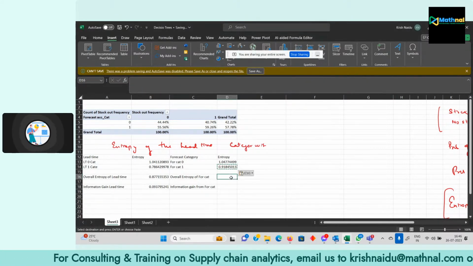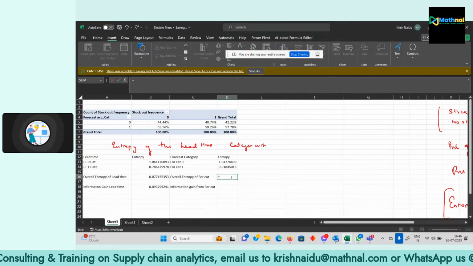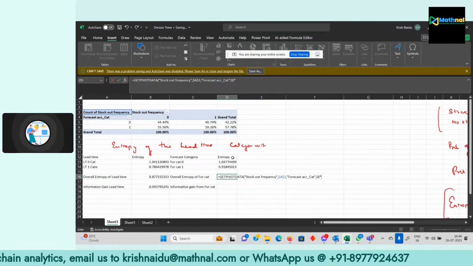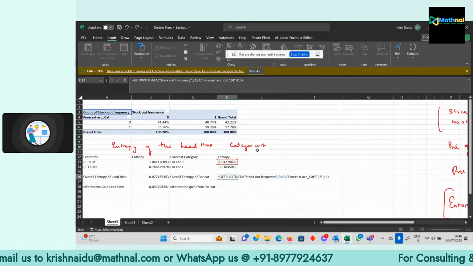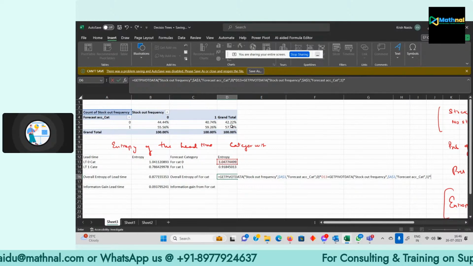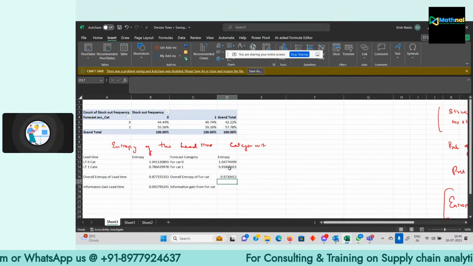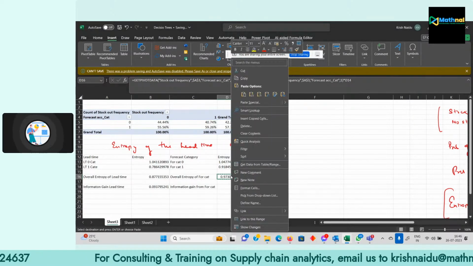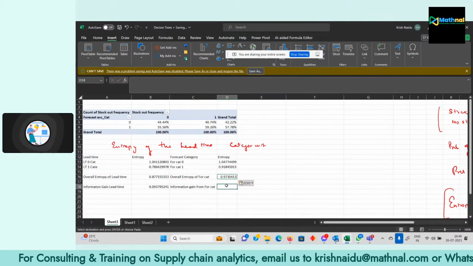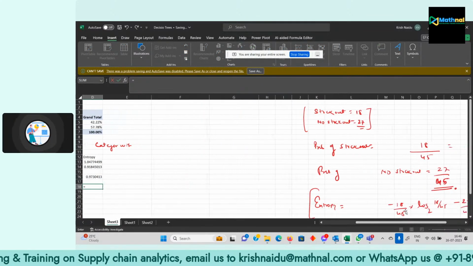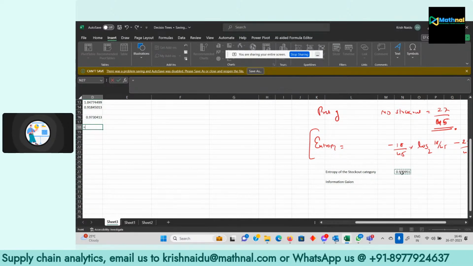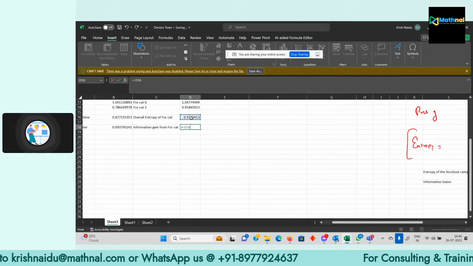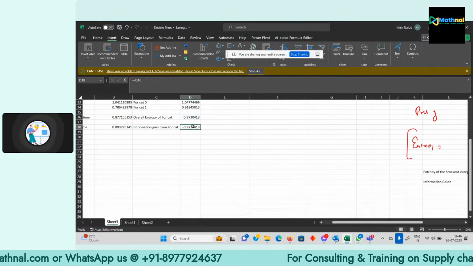So now we're going to measure the overall entropy. What we'll do? We'll multiply this number with our first number, and we'll multiply the second number from here to the second entropy, which comes from over here. So now this gives us the overall entropy from the forecast category. Now what we're going to do? We're going to measure our information gain. So what is information gain? So here we are getting this value minus this value, right? So we got a negative value over here, right?